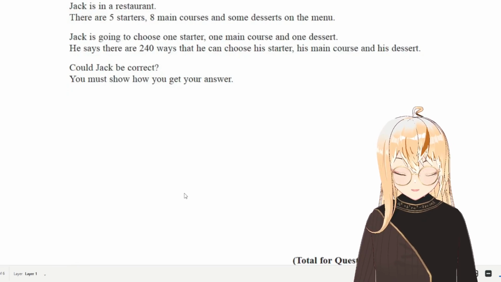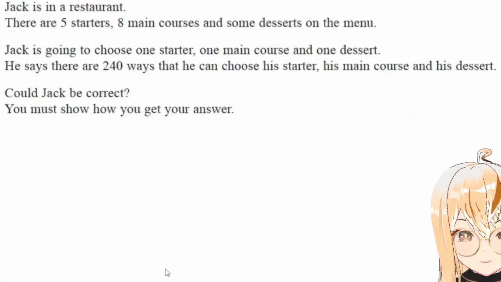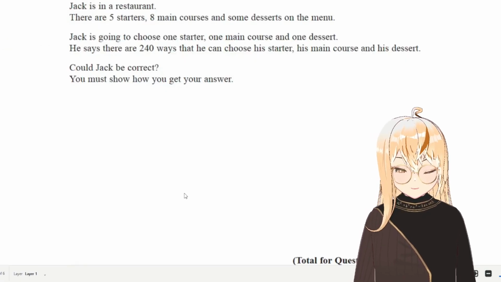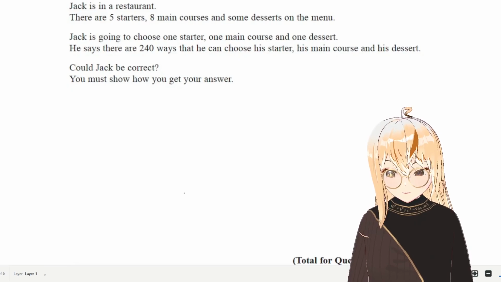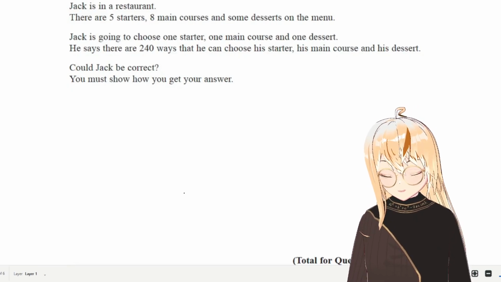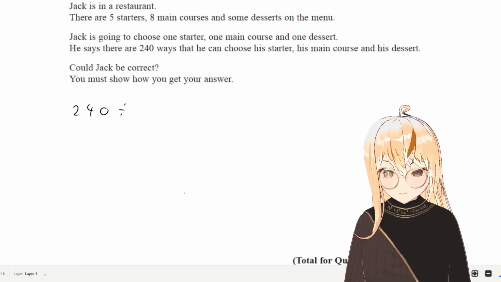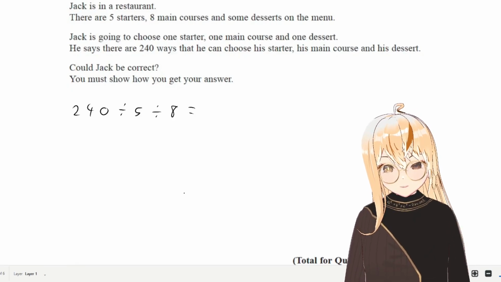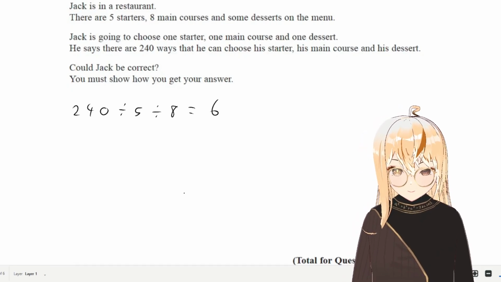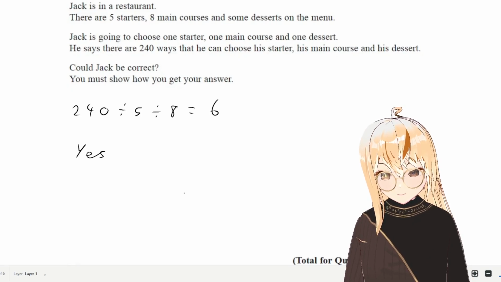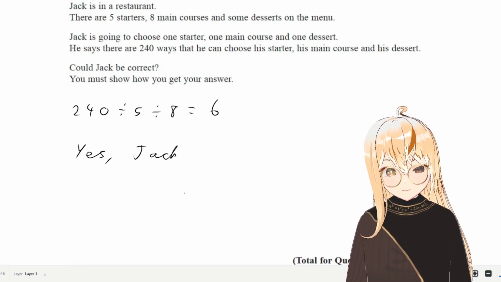Okay, so in this question, there's 5 starters, 8 mains, and some number of desserts. Jack thinks that there are 240 ways he can choose them. Now it's really quite simple. We can just divide 240 by 5 and then by 8 in order to find the number of desserts, like the first question we just answered. We've got 6 desserts, so 5 times 8 times 6 is indeed equal to 240. So yes, Jack is correct.